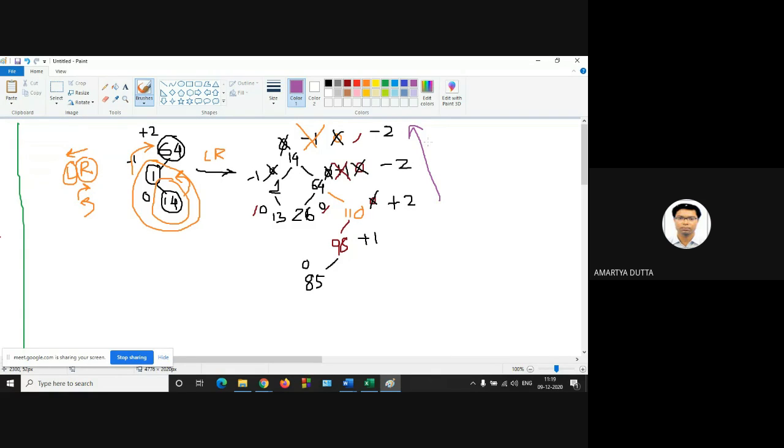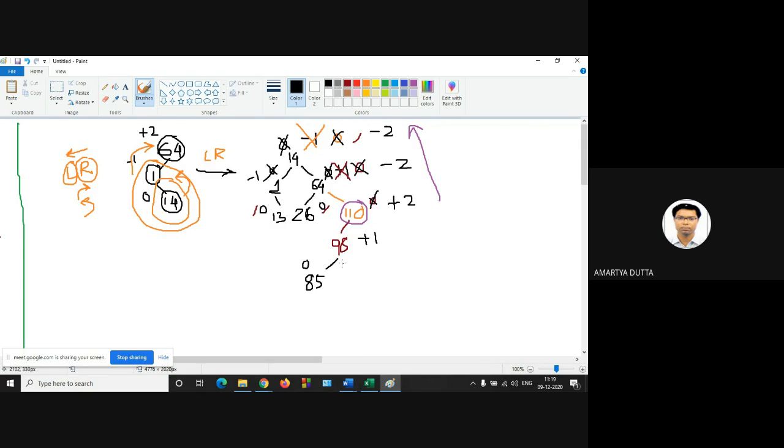Now what is the rule? Starting from the leaf, you have to first check the node that is very close to the leaf and violates the balance factor. So the nearest node where the balance factor is violated is 110. First, you have to modify 110. Then you have to check whether your new tree is balanced or not.